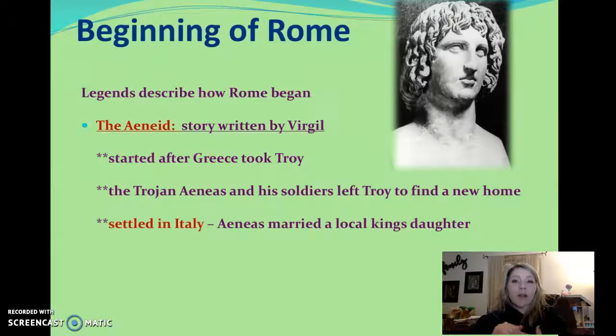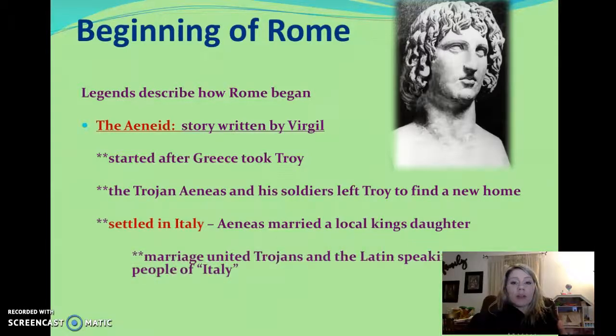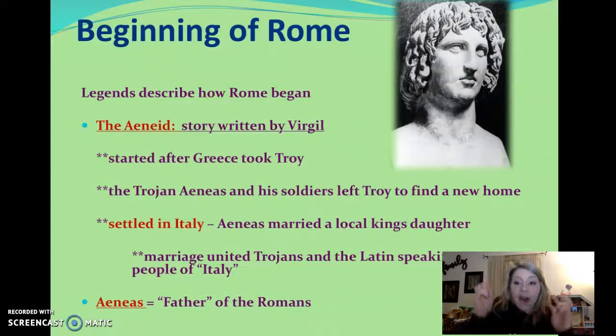Aeneas is going to marry a local king's daughter. Once he marries the local king's daughter, the Trojans and the people of Italy were united and thus Rome started. Because of this legend, Aeneas is considered the father of the Romans. Now, when we have a father of, it simply means the beginning, the starter of this area. So that's one legend that the Romans believe, written again by a guy named Virgil.